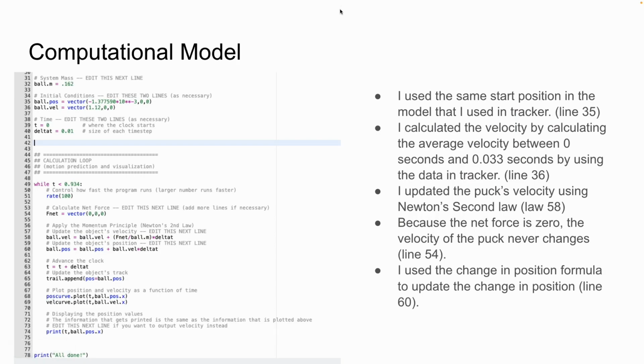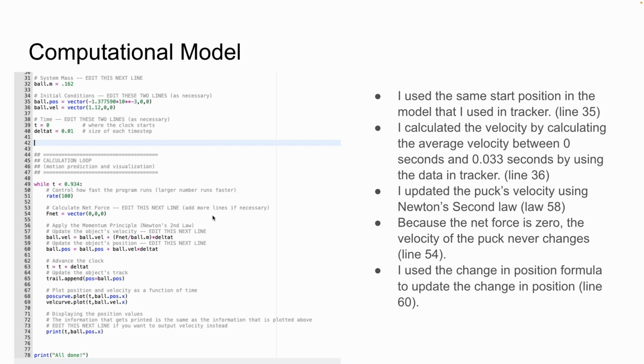Computational model. I used the start position in the model that I used in Tracker, at line 35. I used the velocity by calculating the average velocity between 0 seconds and 0.033 seconds using the data in Tracker. This is at line 36, and you can see both of those right here. I updated the puck's velocity using Newton's second law in line 58, and that's right here. Because the net force is zero, the velocity of the puck never changes, and that happens at line 54. As you can see, the net force is the zero vector.